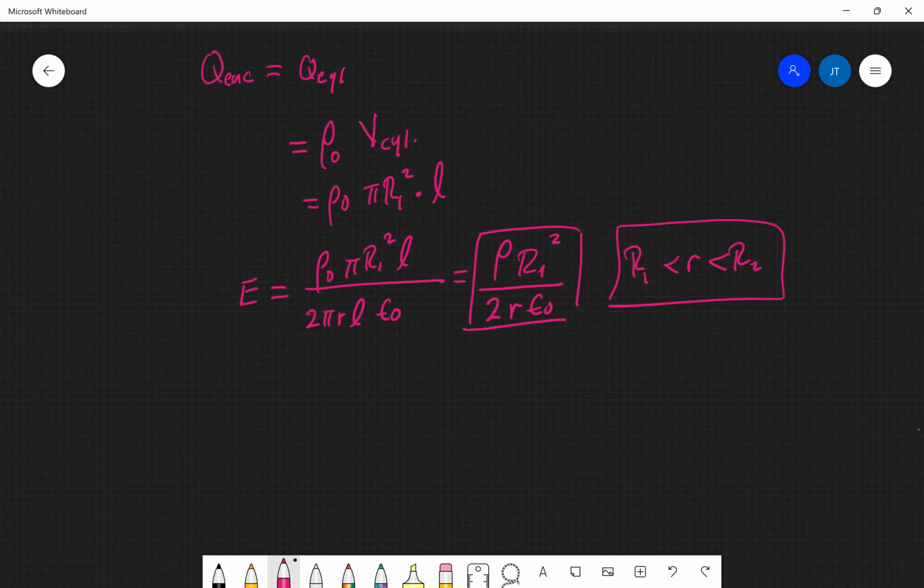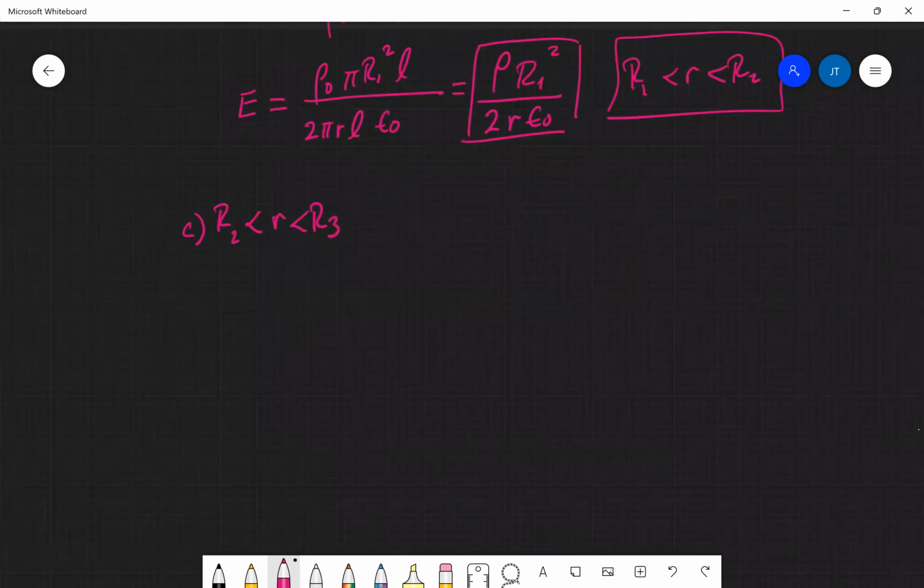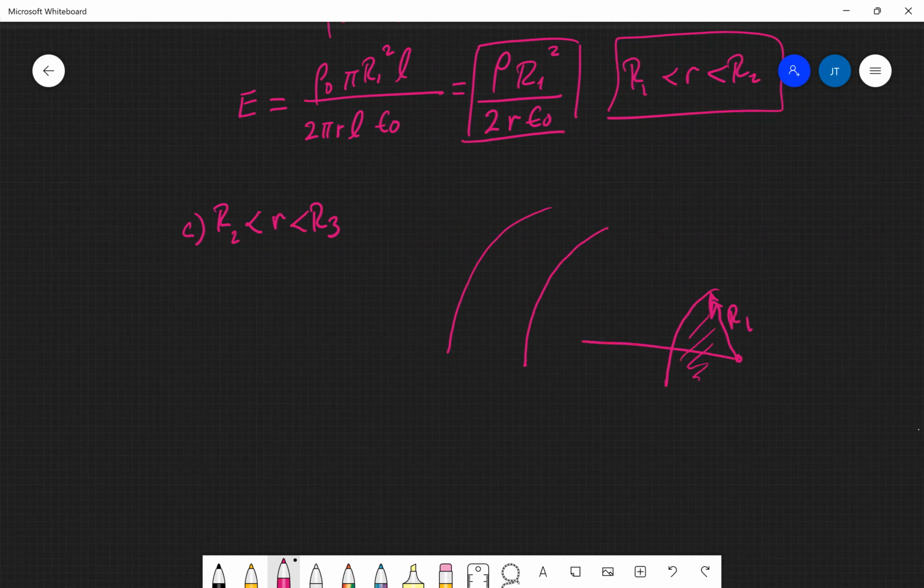Now, in this case, we're going to run into the shell. So that's part C. Inside the shell, that's when R is between R2 and R3. Let's see if I can get this straight. I'm just drawing here's the center of the cylinder. Here is R1 inside. This is the solid cylinder. This is R2. This is R3. I'm inside the shell.